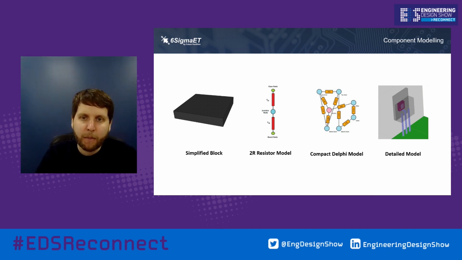So I'd really recommend, particularly for high-powered components, to get in touch with your component manufacturer and ask for either a compact Delphi model, which is a resistor network which represents how heat transfers away from components, or ask them for a detailed model to represent the heat transfer away from the component. So we work with many different companies like Intel and Xilinx and others to make sure you can access thermal models that can be used in Six Sigma ET.